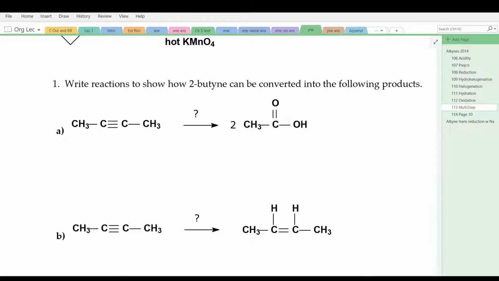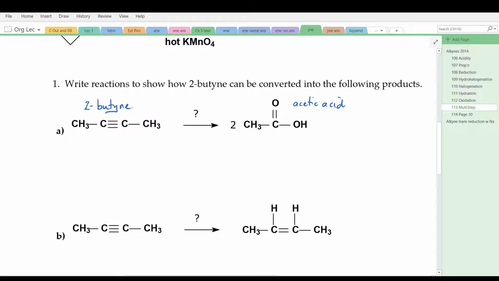Multi-step reactions involving alkynes. This is page 113 and 114. Starting on page 113, we have 2-butyne being converted to 2 moles of acetic acid. We immediately notice that a 4-carbon alkyne is converted to 2-carbon products.